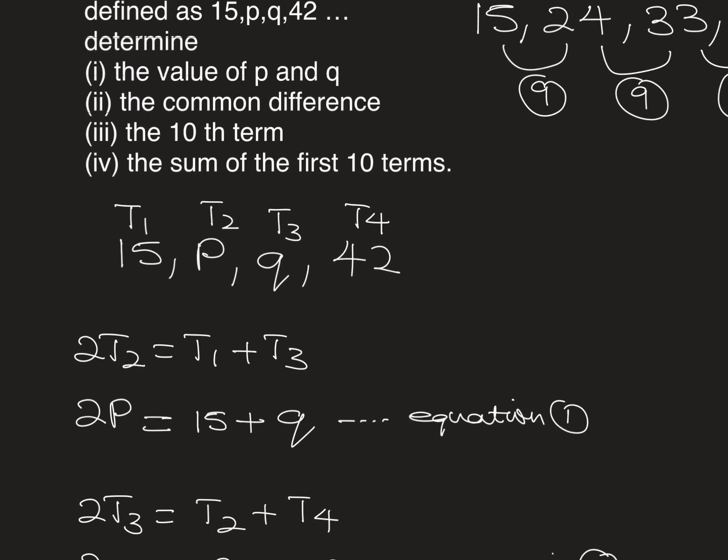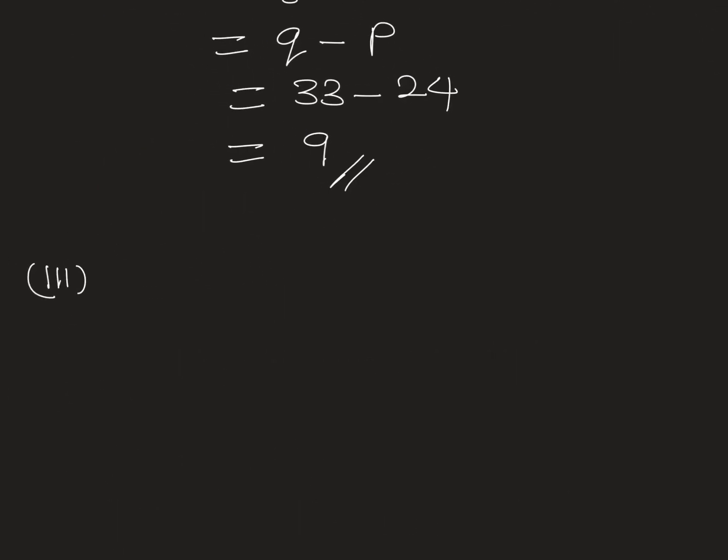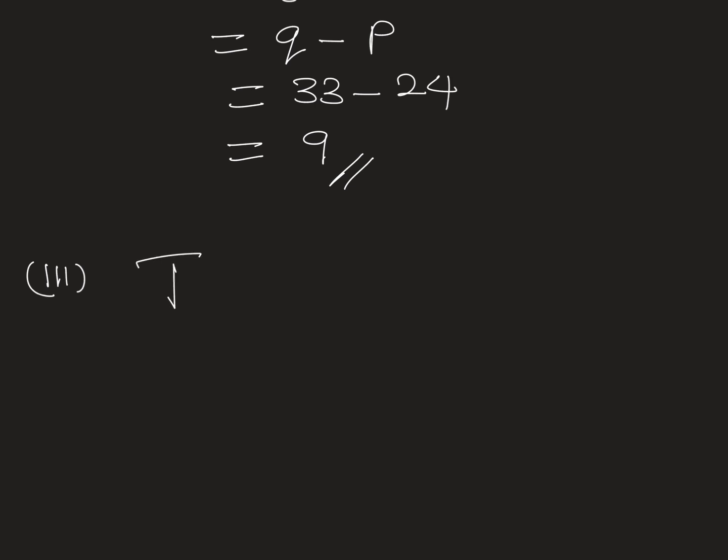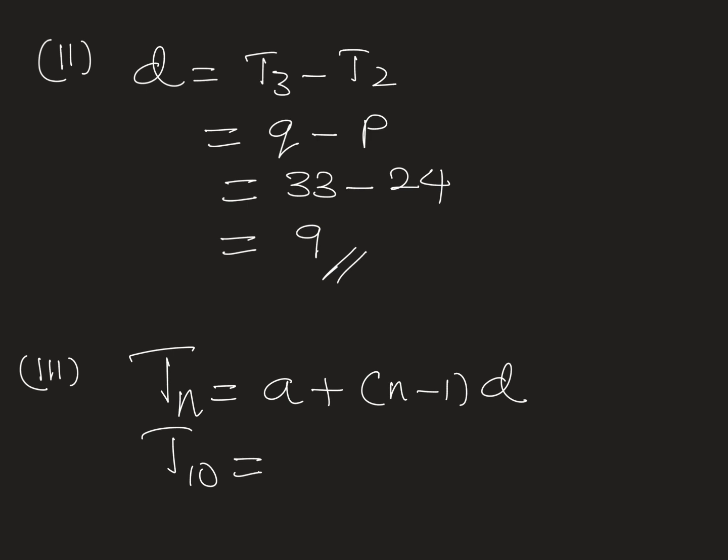Okay, the 10th term. So question 3 is the 10th term using T sub n is equal to a plus n minus 1 times the difference. The 10th term Tn will be a. What is the first term of this sequence? The first term of this sequence is 15.